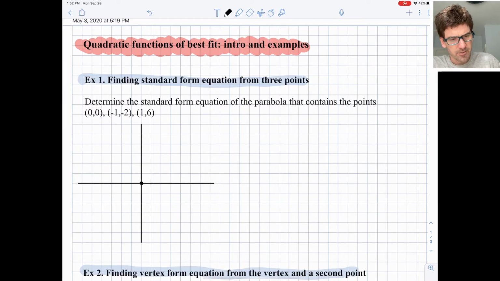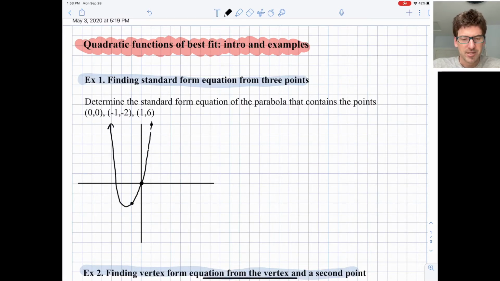So we have (0, 0) as 1 point, (-1, -2) as another point, and (1, 6). It's hard to tell exactly where the vertex might be. My guess here is that we have something going on like that, perhaps. It's hard to tell if this point is the vertex or not. But we do have 3 points, and we should be able to fit a parabola through them.